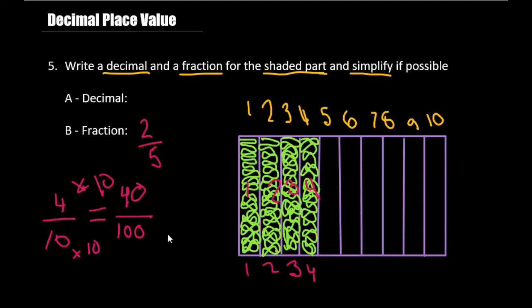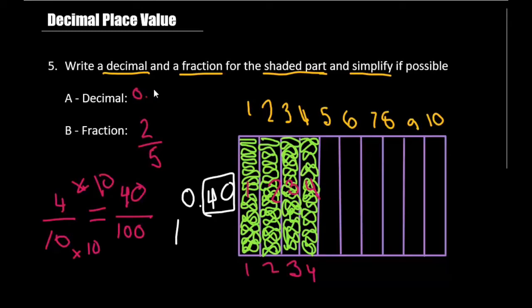40 out of 100. Now, if 100 is one whole, so if 100 is 1, then 40 must be 0.40. Because if we had a 1 over there, that would be a whole and 40% of it. So basically, 0.40 is our decimal. So let's just write it. 0.40. So let's go to the next question.